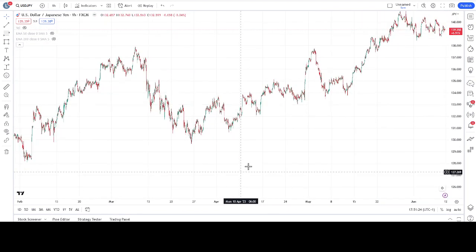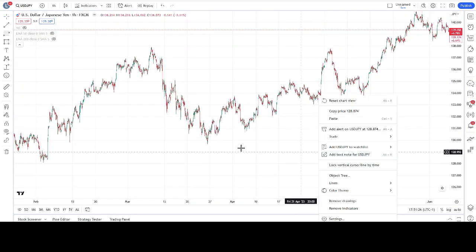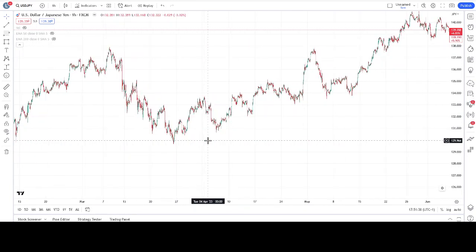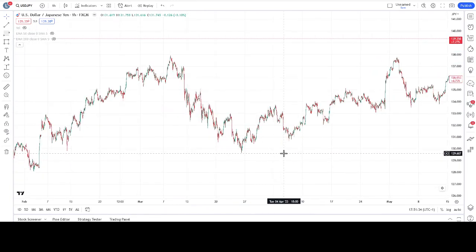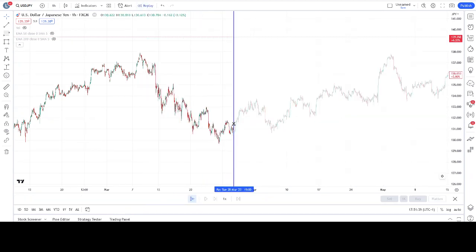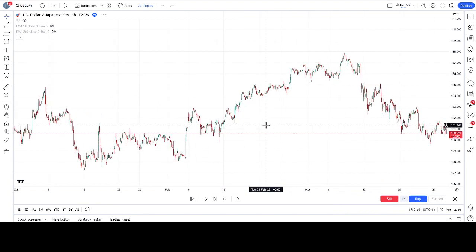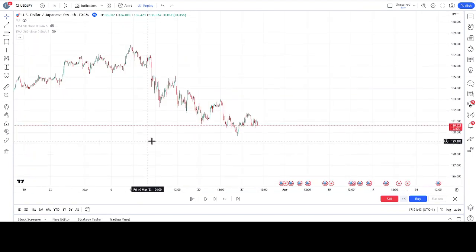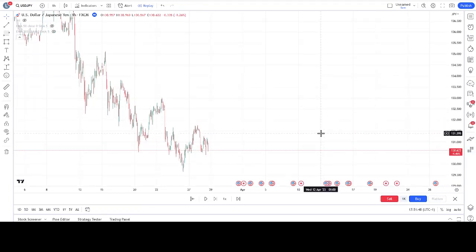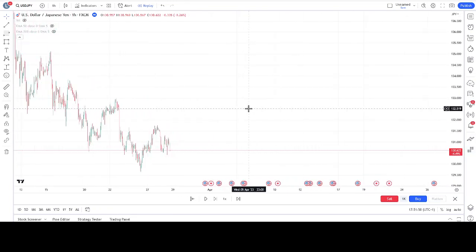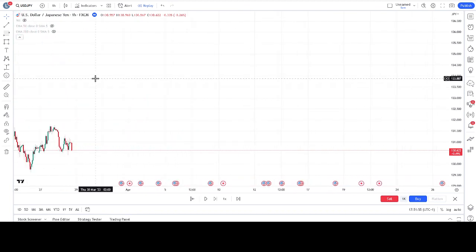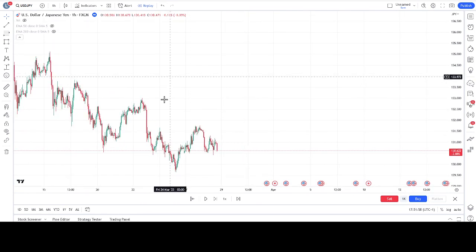Okay, I can very well see a pattern straight away. So see, this is a swing high, this is a swing low, and you can clearly see a pattern here. So let's see how we can trade this pattern. So let me take a replay tool here and get rid of this. There you go. So you can clearly see.